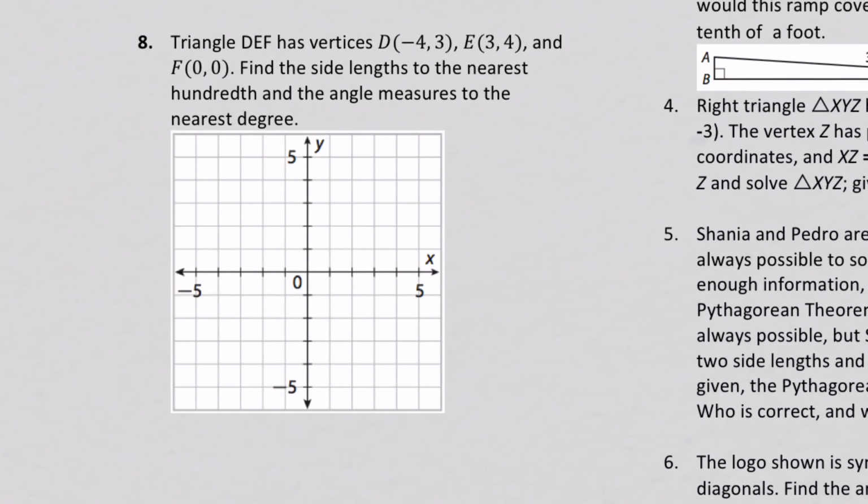Alright, I'm going to let you guys work on number 8 on your own. I'm going to go ahead and get you started though, just to show you guys what it is that you need to do. Okay, so it says triangle DEF has vertices D(-4, 3), E(3, 4), and F(0, 0). So they didn't draw it for you like on number 7. So let's draw it ourselves. -4, 3 is right here. That's D. 3, 4 is right there. That is E. And 0, 0 on the origin, that's F.